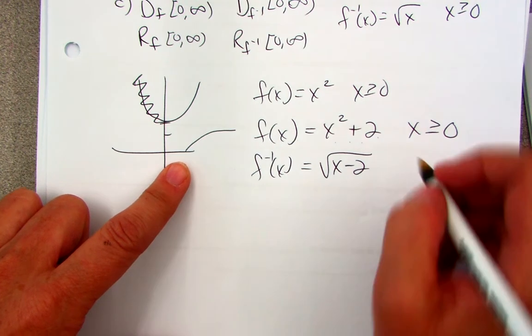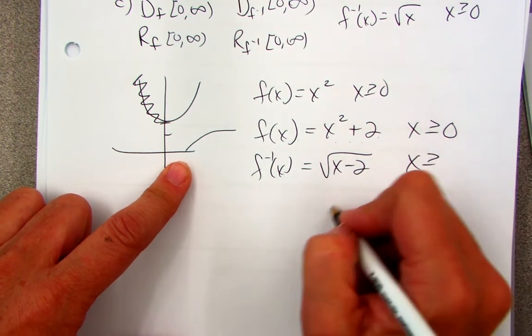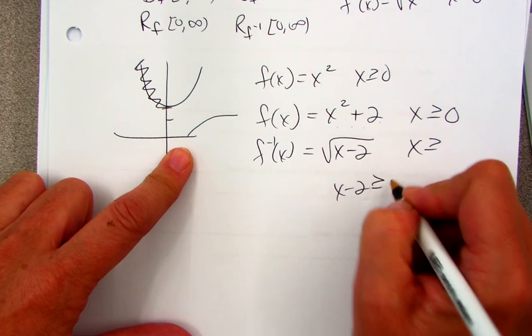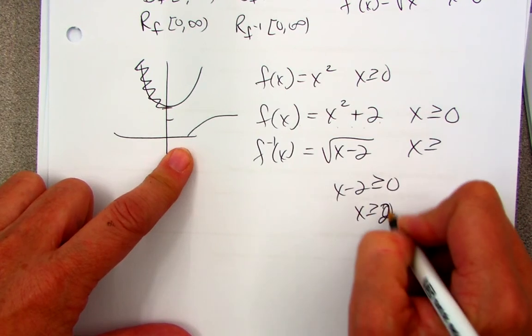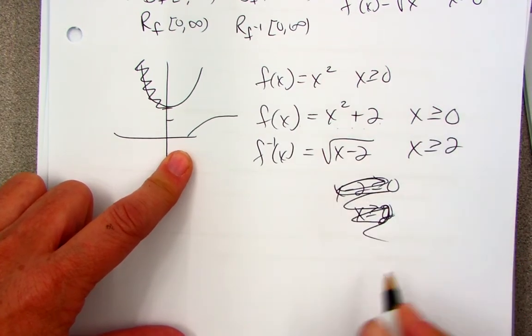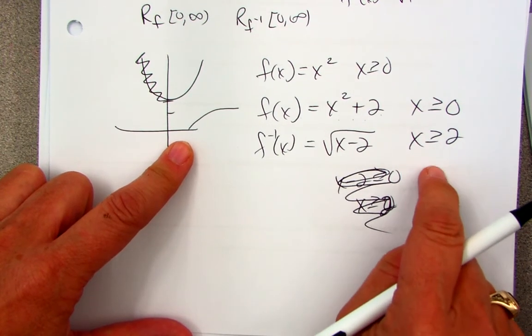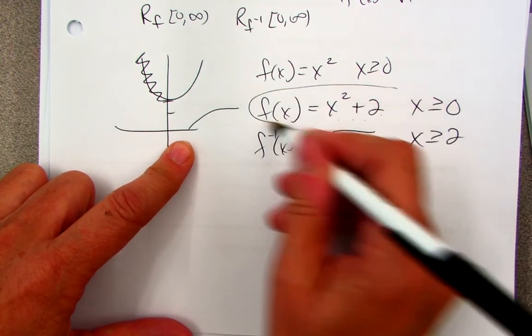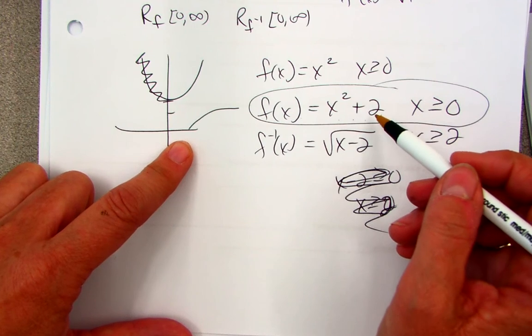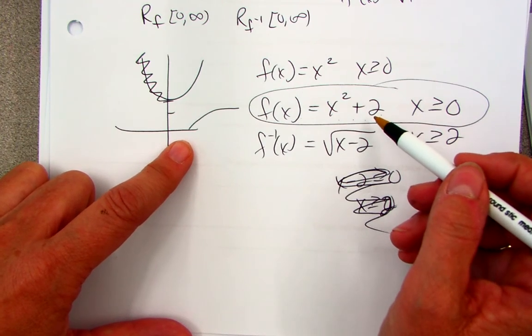Right? And so my x has to be greater than or equal to, let's see what it is. It's not greater than or equal to 0, my x is greater than or equal to 2. That is, I have to write the restriction. I have to write what domain I'm allowed to use. So this is what your homework's going to be like. Some kind of vertical shift or horizontal shift.